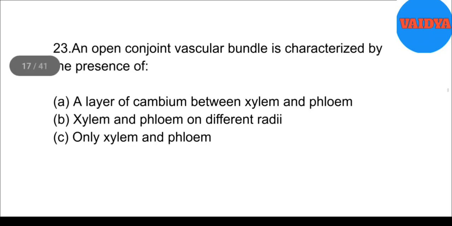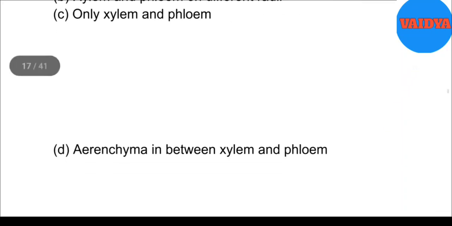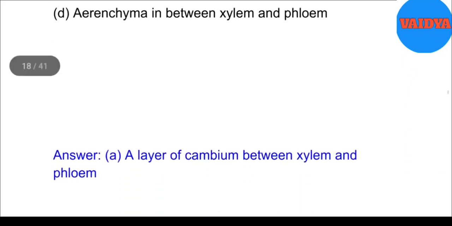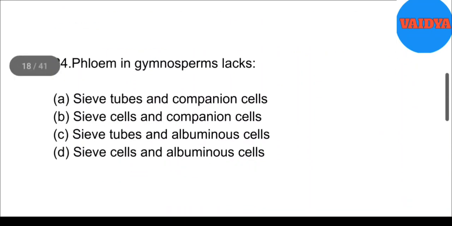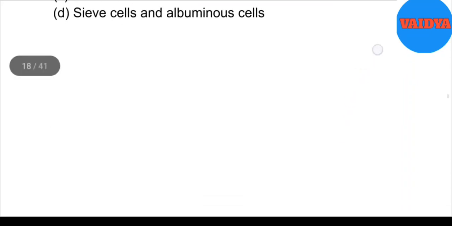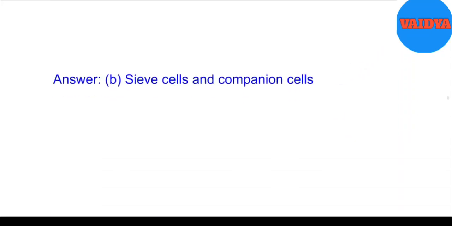23. An open conjoint vascular bundle is characterized by the presence of A. A layer of cambium between xylem and phloem. B. Xylem and phloem on different radii. C. Only xylem and phloem. D. Parenchyma in between xylem and phloem. Answer. A. A layer of cambium between xylem and phloem. 24. Phloem in gymnosperms lacks A. Sieve tubes and companion cells. B. Sieve cells and companion cells. C. Sieve tubes and albuminous cells. D. Sieve cells and albuminous cells. Answer. B. Sieve cells and companion cells.